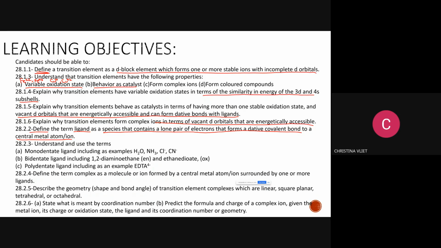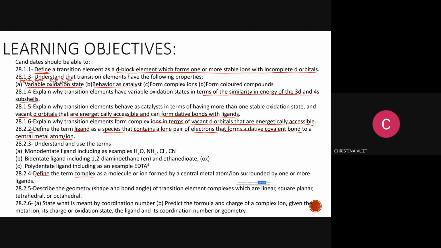28.2.4, define the term complex. Notice all these definitions, tons of definitions in today's lesson. I apologize for Shahadat. He's going to have a lot of catching up to do. Define the term complex as a molecule or ion formed by a central metal ion surrounded by one or more ligands. So that little diagram they showed you with the M2+ in the middle and the 6 waters around, that's a complex. And we'll be looking at a bunch of complexes today.